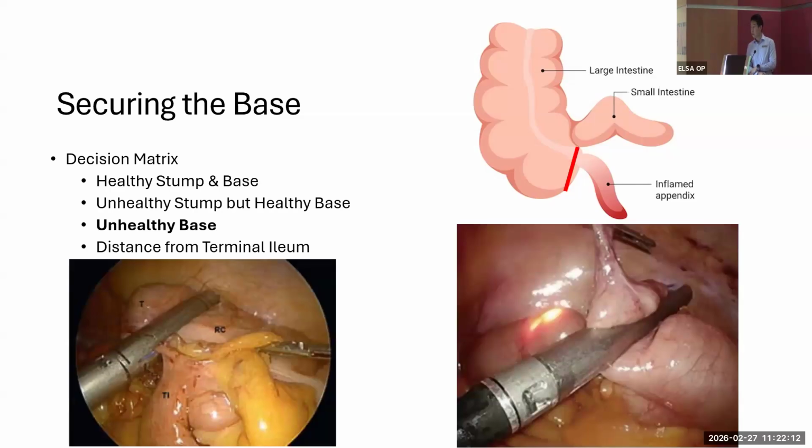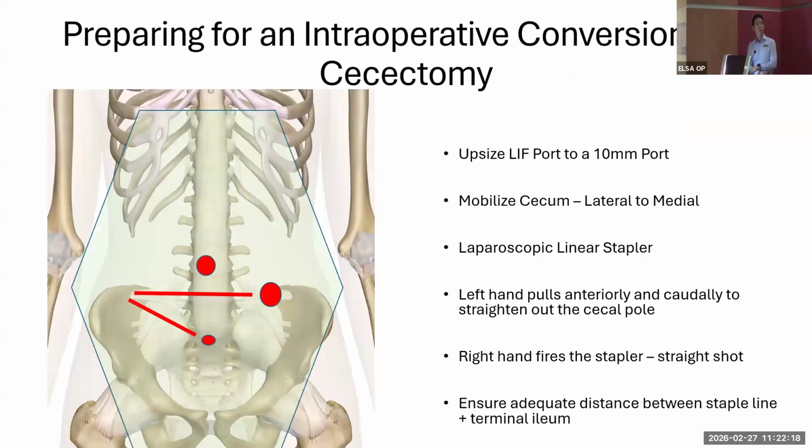This is for those who haven't done a cecectomy before. You do it with a linear stapler, and you have to convert your operation a little bit, because we start off with a 5mm port in the left iliac fossa. You have to upsize it to a 10mm port because your linear staplers are 10mm in size. The next thing you need to do is mobilize the cecum.